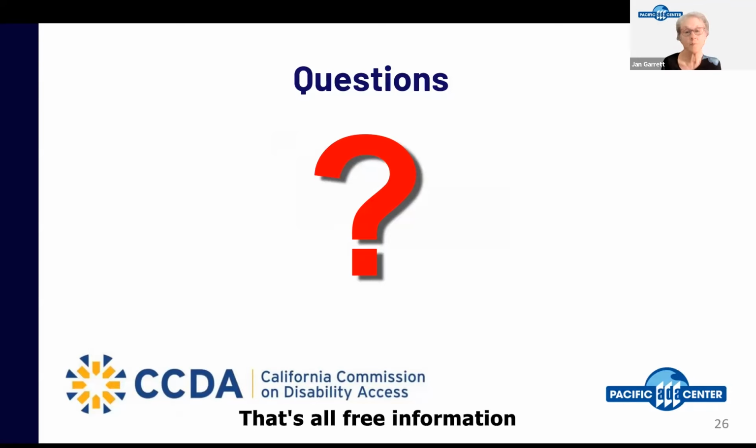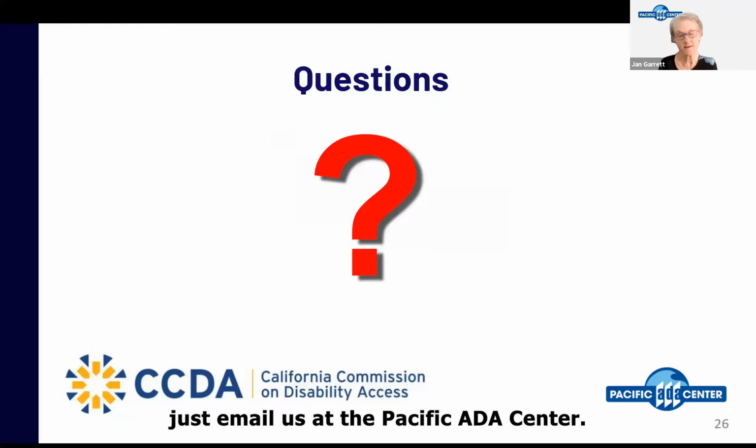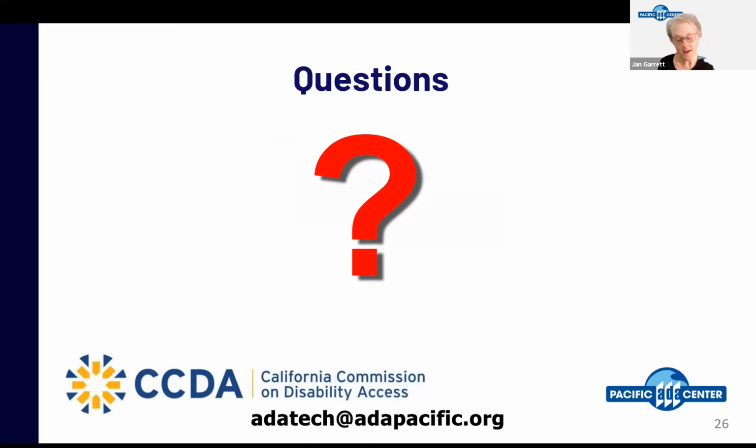That's all free information. And there's years and years worth of archived webinars there, just as there is on the Pacific ADA Center. We have archived webinars on emergency management and preparedness and the ADA, and healthcare and the ADA. So there's lots and lots of information out there. And if you have questions and you're really not sure where to find all this training, all this ADA coordinator information, just email us at the Pacific ADA Center, ADA Tech, ADATECH at adapacific.org. And we're happy to provide you with that additional information.